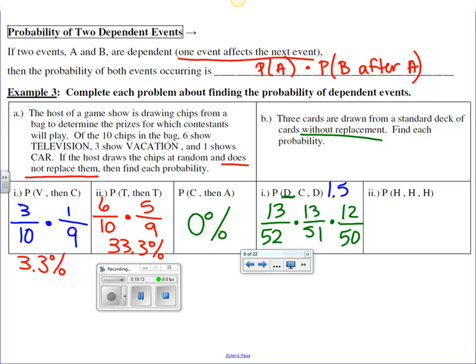1.5? Okay. All right, Austin C., what's the probability of getting a heart the first time? Good. All right, Rudy, what's the probability of getting a heart the next time if I didn't replace the first one? Very good. And Mason, what's the probability of getting a heart the third time? Good. Anybody?